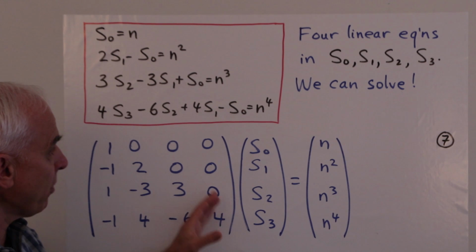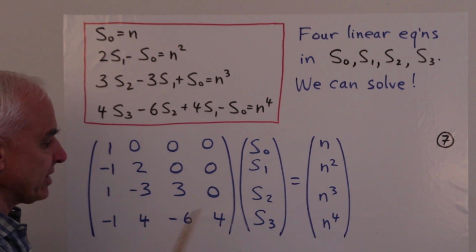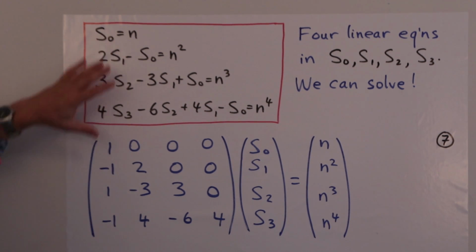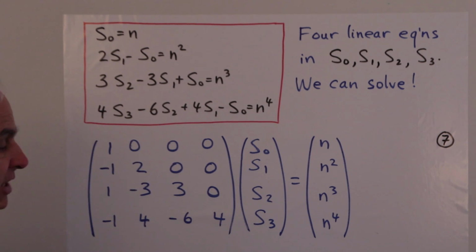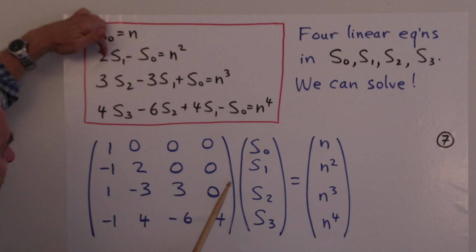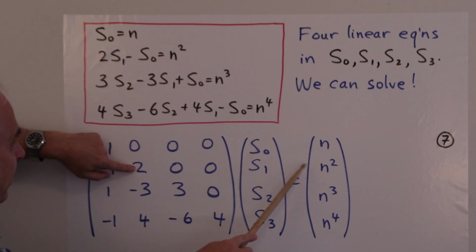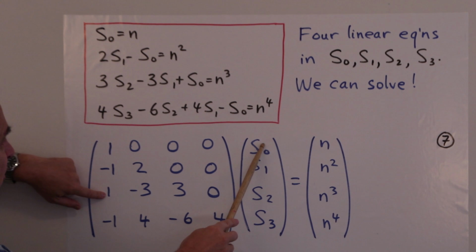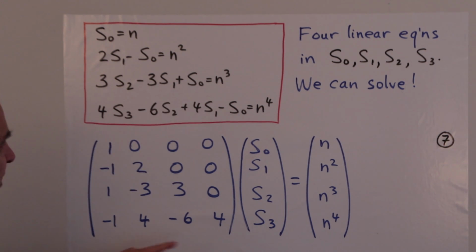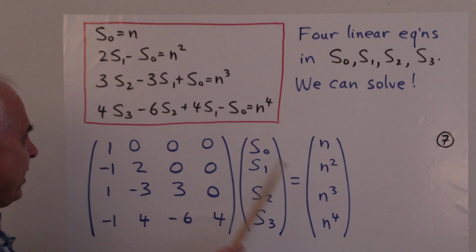So here is the matrix form for this system of linear equations, where we introduce a vector with components S0, S1, S2, S3, and another vector with components n, n squared, n cubed, n to the 4th. And then all of these equations are represented by this single matrix equation, where here is the matrix of coefficients. I've just rewritten it a little bit because the S0 comes first, so we're kind of reading from right to left here. So this says S0 equals n. This one says minus S0 plus 2S1 equals n squared. This one says S0 minus 3S1 plus 3S2 equals n cubed. And the last one says minus S0 plus 4S1 minus 6S2 plus 4S3 equals n to the fourth.